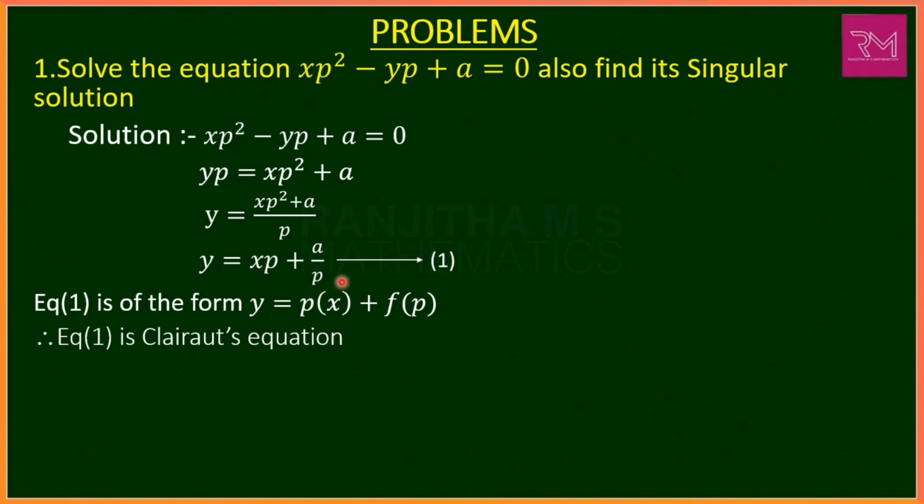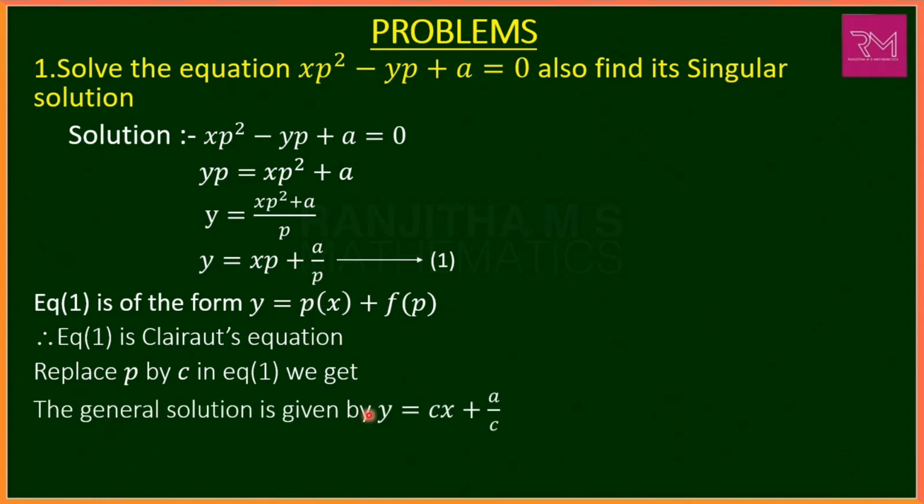Once we obtain a Clairaut's form of equation, the first step is to find the general solution for this Clairaut's form of equation. For that, replace p by c in equation number 1, and we get the general solution of the given differential equation, that is y is equal to cx plus a divided by c.